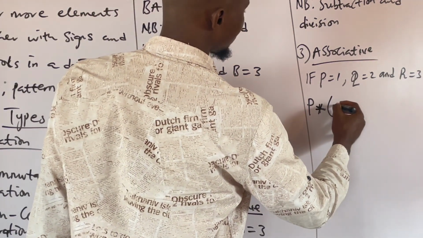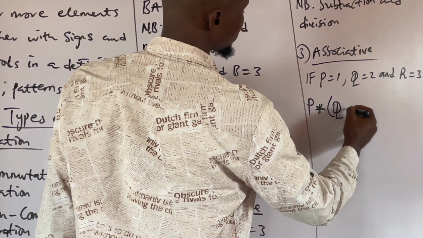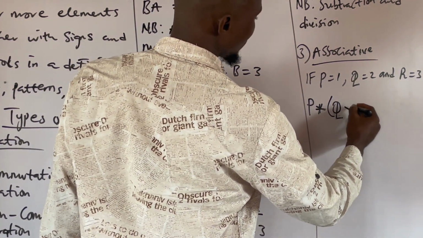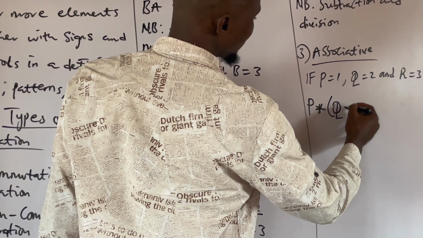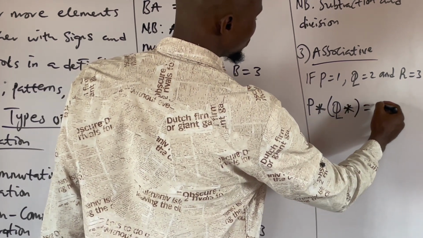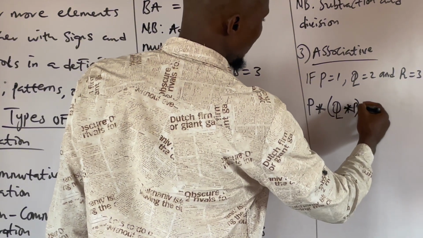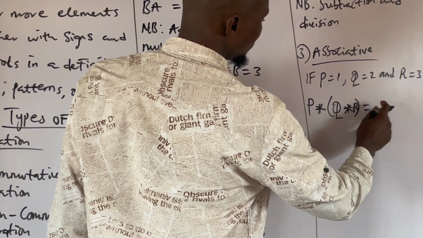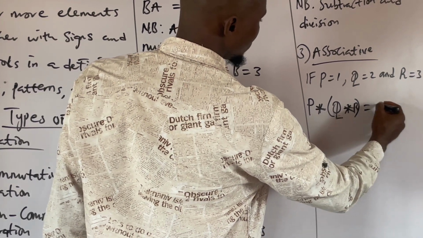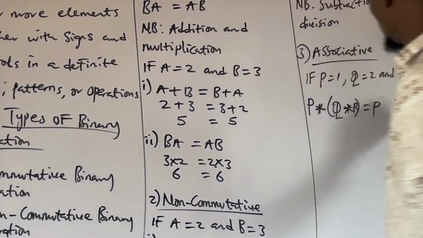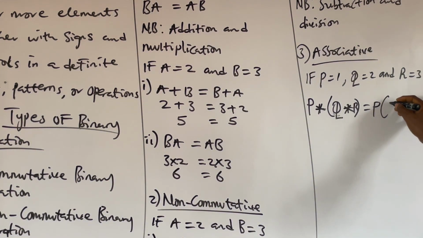Then bracket Q, also with an asterisk, equal to P asterisk, bracket R asterisk Q.